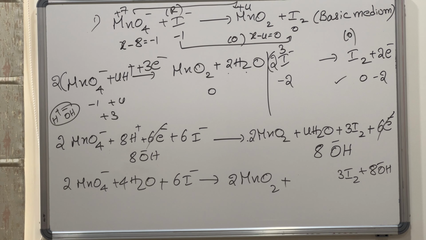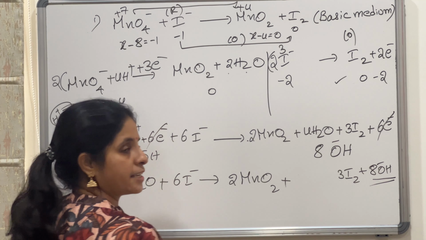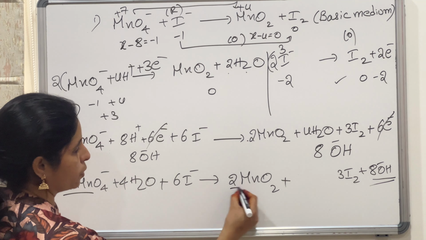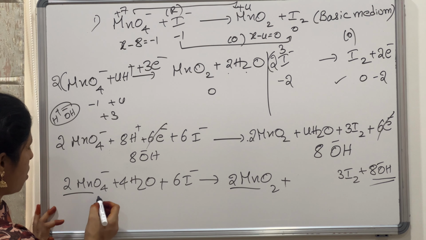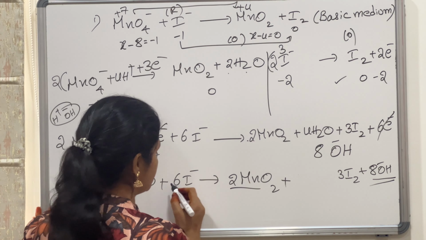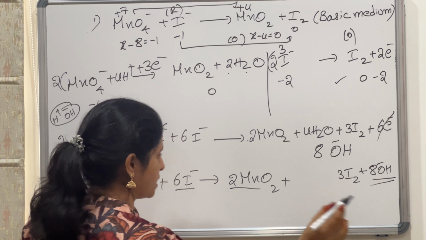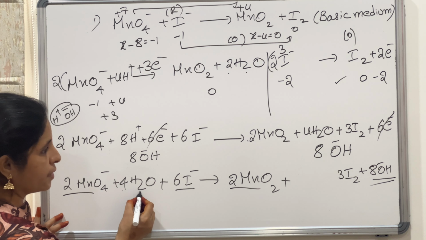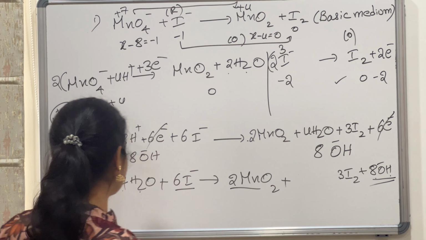Okay. Now check whether it is balanced or not, and the resultant equation is in the basic medium. So 2Mn this side, 2Mn this side. And check the oxygens. Iodines, 6 iodine, 6 here also, 3 2s are 6. Hydrogens, 4 2s are 8 hydrogens this side, 8 hydrogens this side.